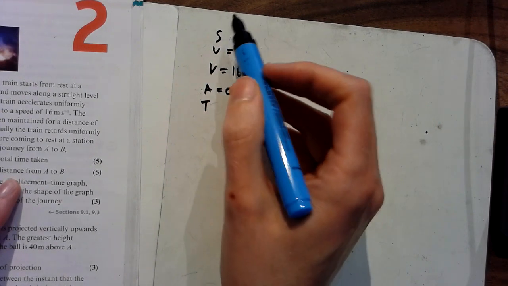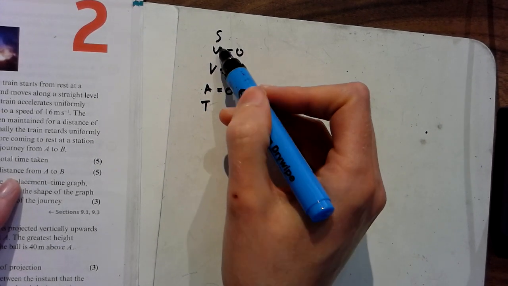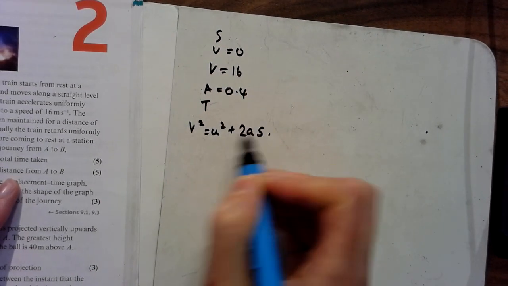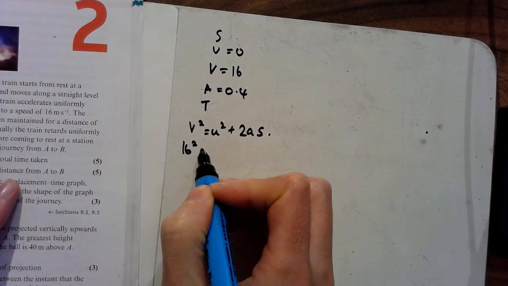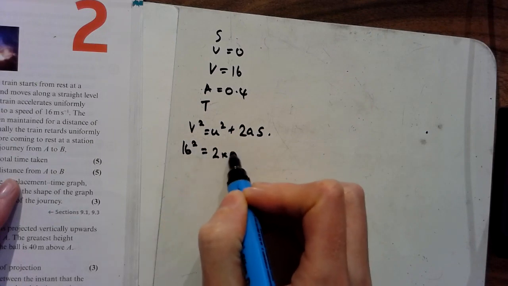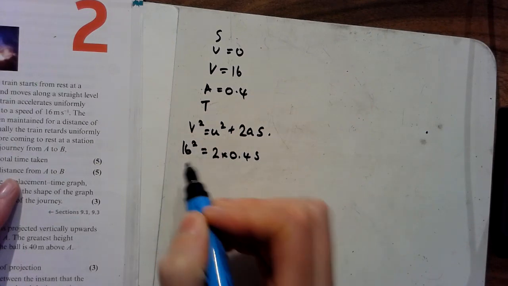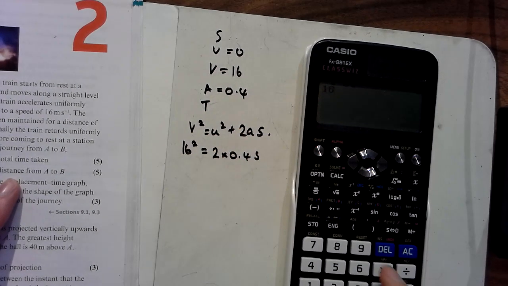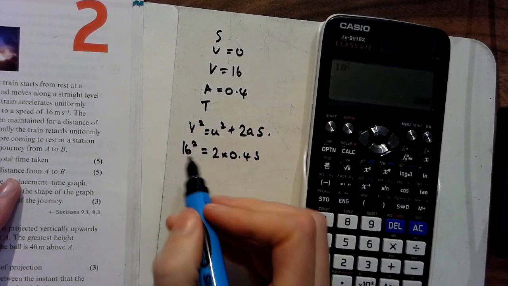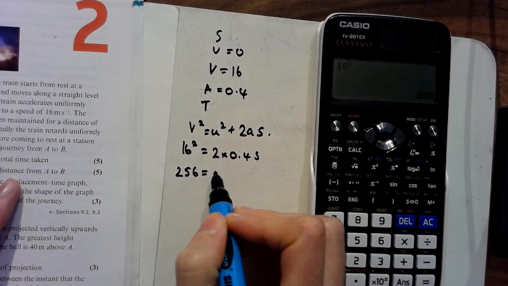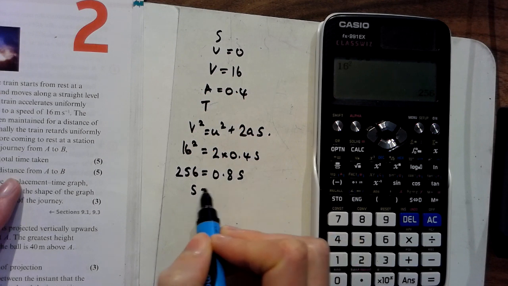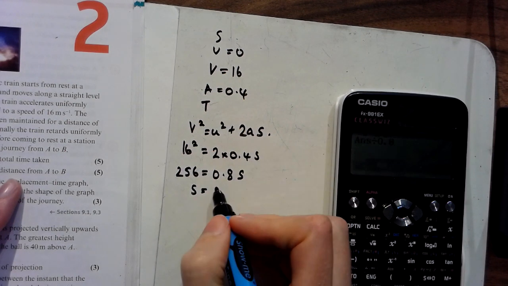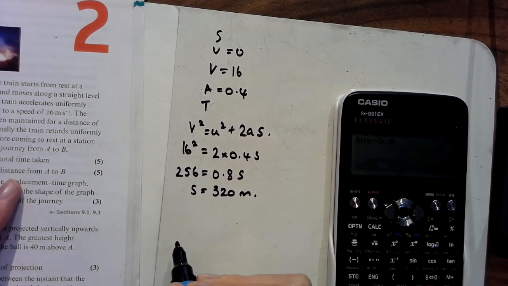So let's do distance first. If I want distance, I want s, u, v, and a. So I should use v squared equals u squared plus 2as. So v squared, 16 squared, equals 2 times 0.4 times s. So 16 squared is 256. So that's 256 is 0.8 s. So dividing by 0.8 is 320 meters.